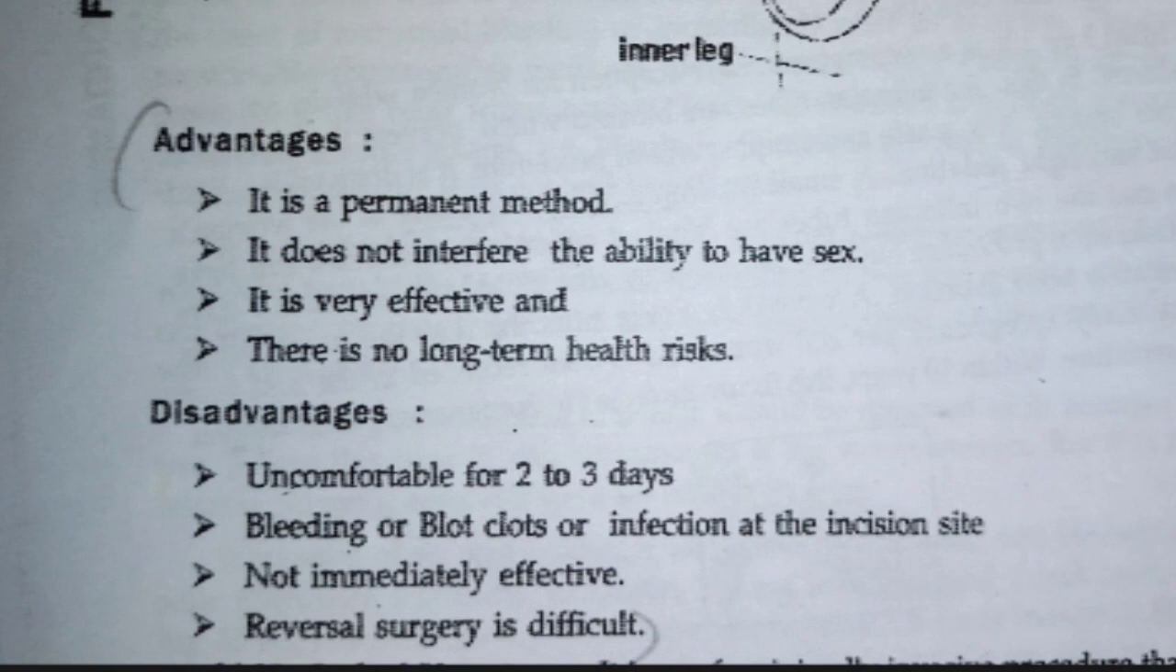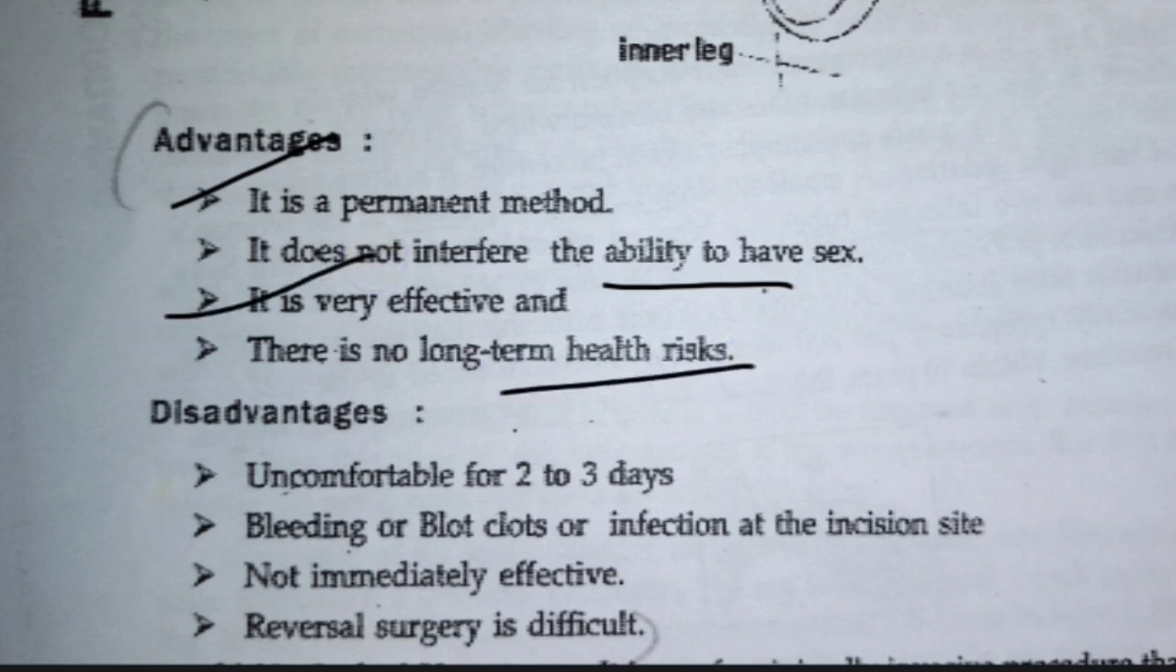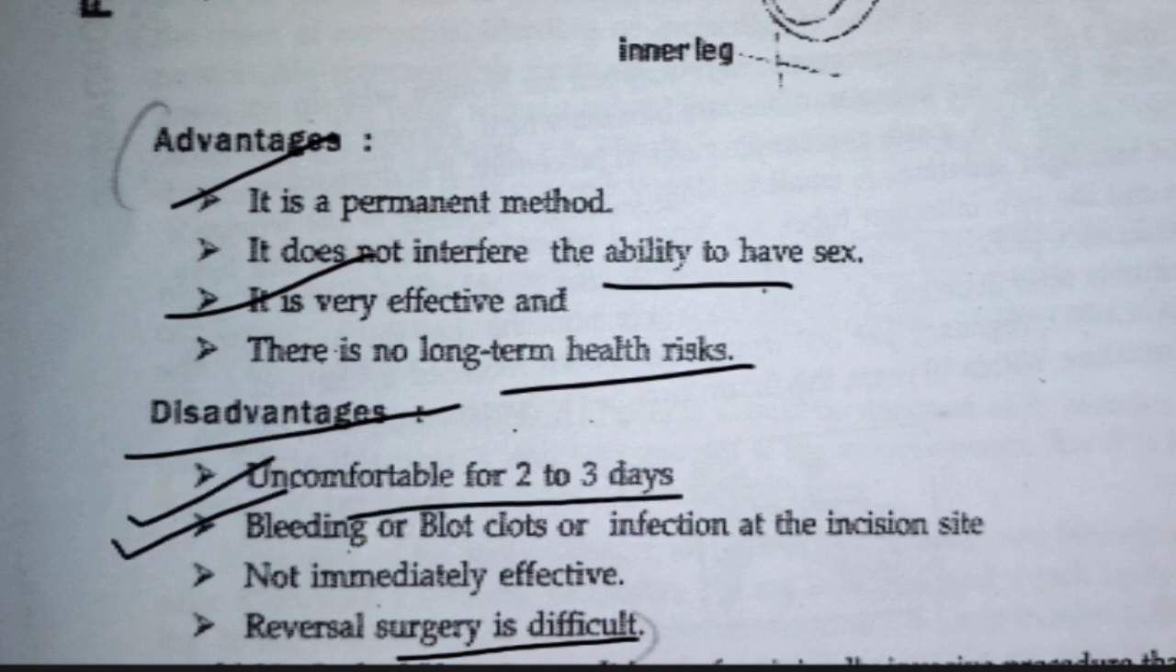Let's see what are the advantages and disadvantages of the male sterilization method. It's the same as the female sterilization method: it's permanent, it will not affect the ability of having sex, it's very effective, and there is no side effect. When you see the disadvantages, once the operation is performed it can't be reversed, and because of the operation there will be an injury, and bleeding can be seen, infection also can be seen, and pain and discomfort are seen for 2 to 3 days. Also, it's not suddenly effective; it takes some days to become effective. These are the advantages and disadvantages of the male sterilization method.